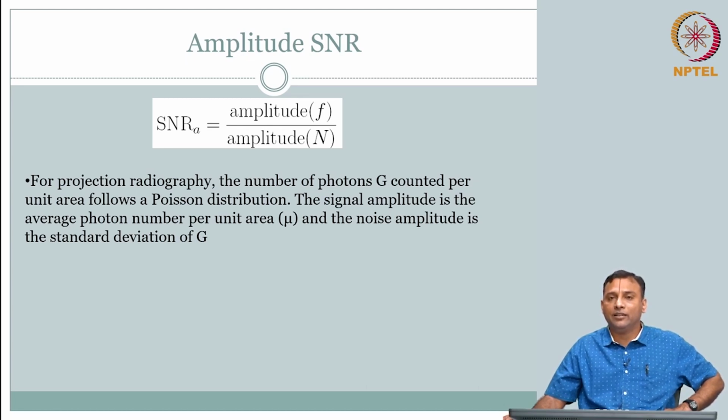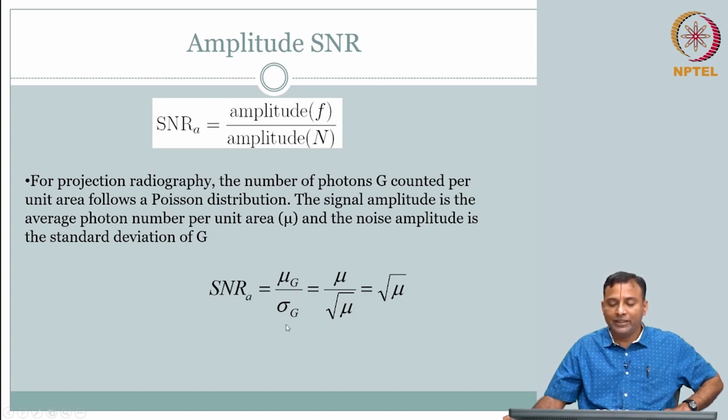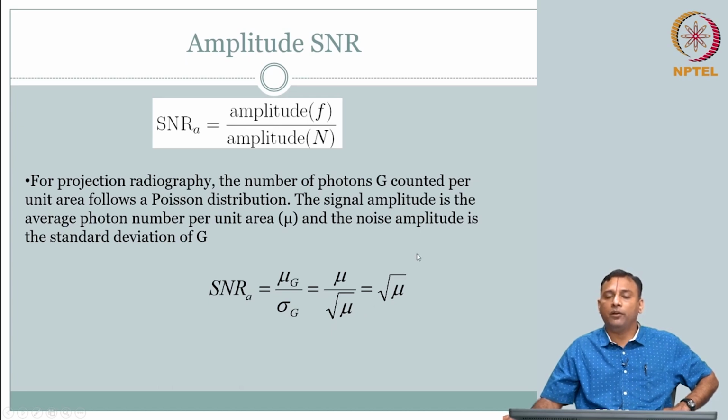So that means my mean and standard deviation are related, in this specific Poisson distribution. So the signal to noise ratio amplitude is mu_G by sigma_G, but I know mu_G is, for example, mu, and sigma_G is square root of mu. Why? Because that is my Poisson distribution where your mean and variance are the same. Standard deviation is square root of variance. So what do you get? You get signal to noise ratio amplitude is square root of mu.